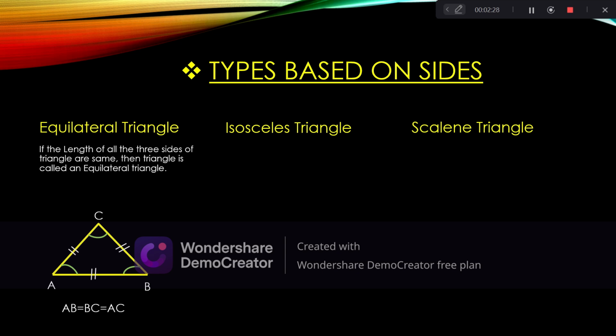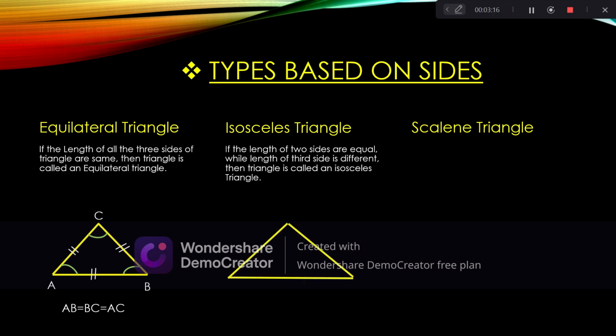Let's move on to the isosceles triangle. In an isosceles triangle, if the length of 2 sides are equal while the length of the third side is different, then the triangle is called an isosceles triangle. So the length of 2 sides are equal, and as usual the triangle is made from 3 points: point A, point B, and point C. Now I will mark the sign of equality, which is small parallel lines on the 2 equal sides. An isosceles triangle is a triangle with two equal sides and two equal angles.